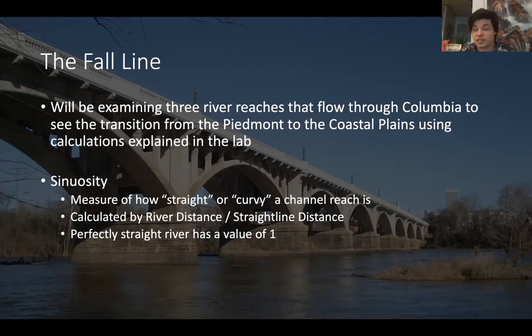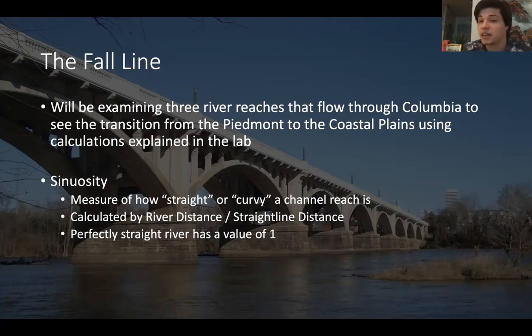So river distance, straight line distance. You might not directly work with them yet, but we've done similar things in Google Earth Pro before with path and straight line distances. Slope, we've looked at before in Google Earth as well, and elevation. Although some of those values will be provided for you because of confusions about where elevation might be and issues with Google Earth Pro.